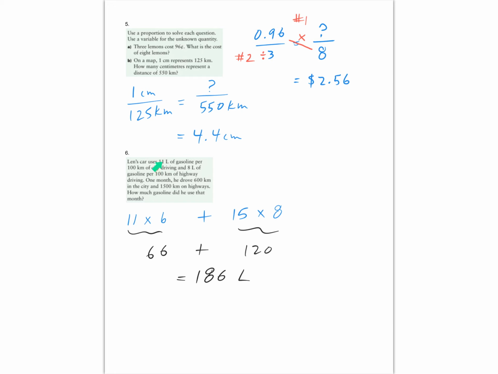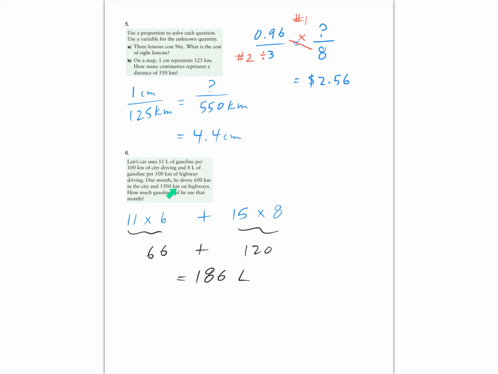So 11 liters of gas per 100 kilometers. So he traveled 600 kilometers in the city. That means he used 6 times this amount, so 66 liters of gas. Does that make sense? So 600 kilometers, how many times does 100 go into 600? 6 times. That means he used 6 times this amount of gas, which is 66.